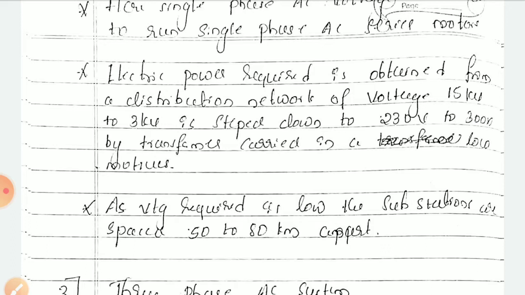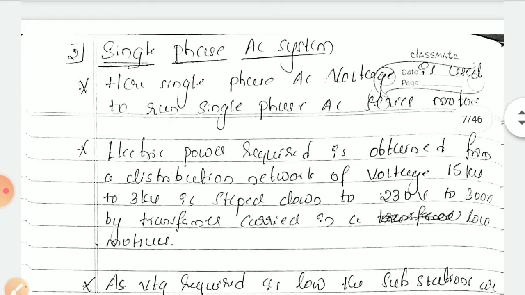As the voltage required is low, the substations are spaced around 50 to 80 kilometers apart. The substations are there to look after your power requirements. That is called a single phase AC system.